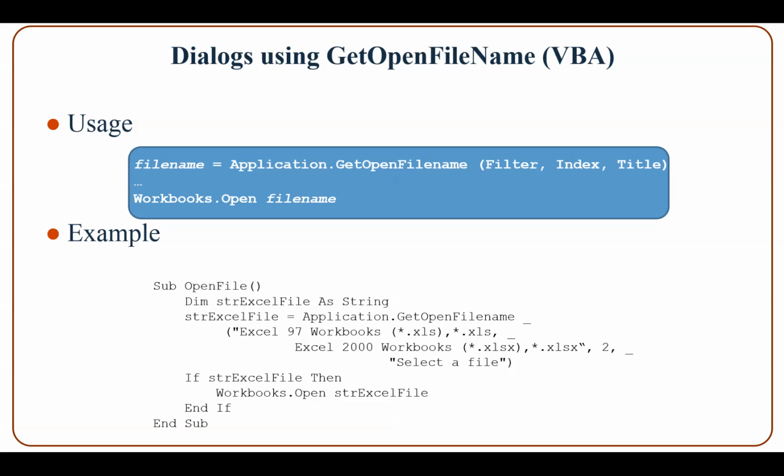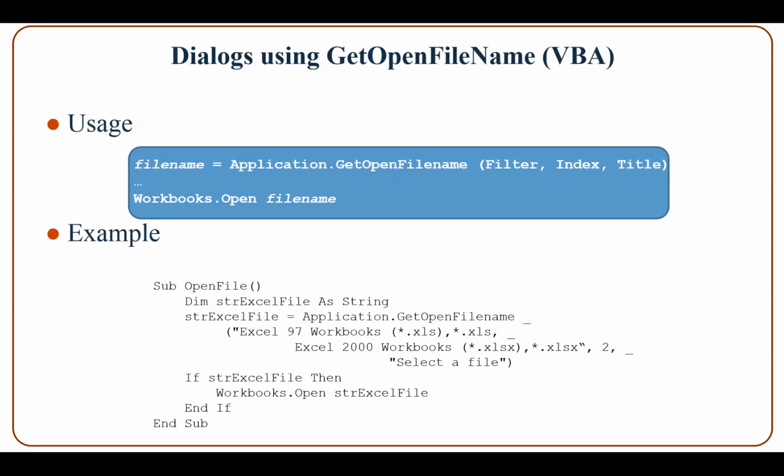This is an example. You call the GetOpenFileName method of the application object. The first argument is the filter. In the filter, you specify two file types that you want to display. Each type comes as a pair: the description of the type, as well as the type itself.